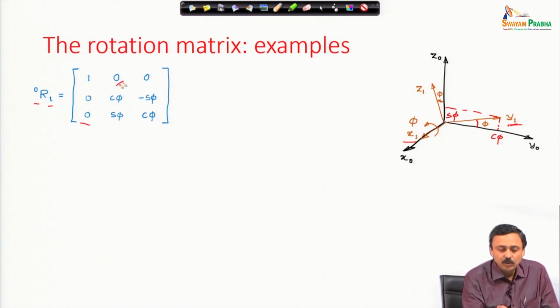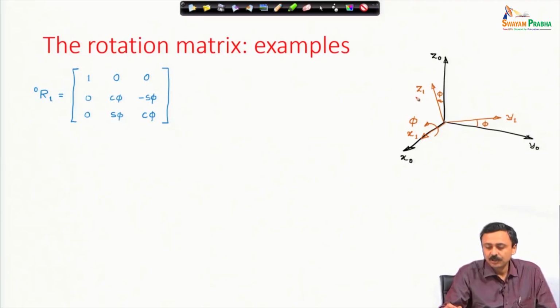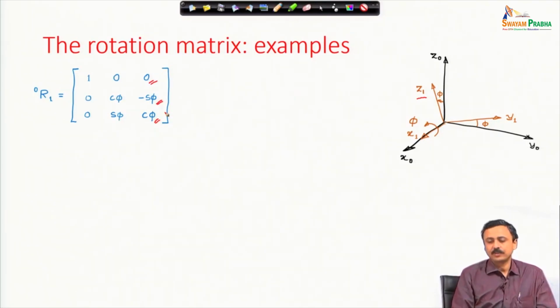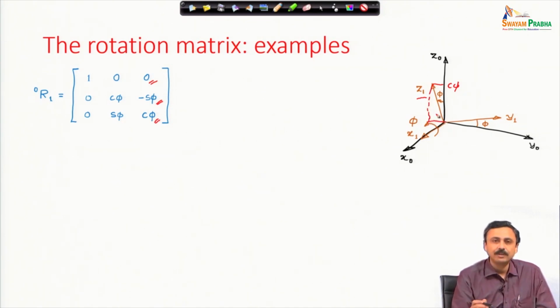So, this must be 0, there is no x component, whereas y component is cos phi, z component is sin phi. Finally, the third column is the representation of z 1 in x 0 y 0 z 0. And how do I represent that? There is no component along x, along y it is minus sin phi, along z it is cos phi, that you can check. This is cos phi, and along y it is on the negative side, therefore, minus sin phi.